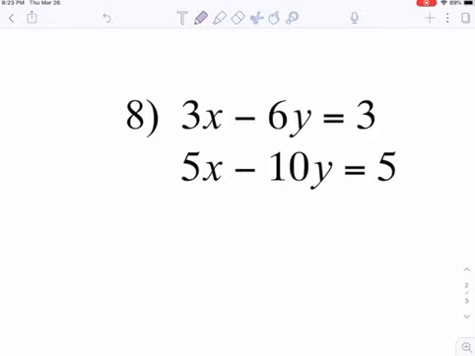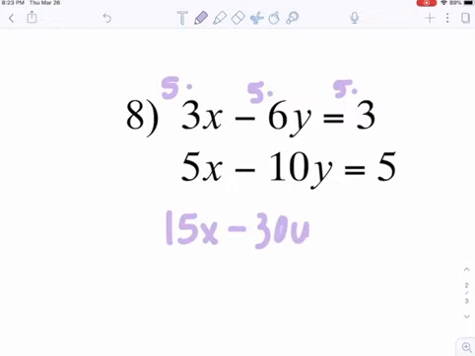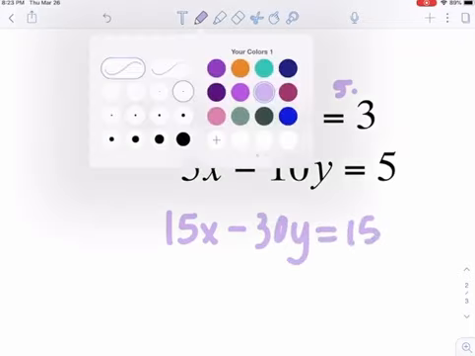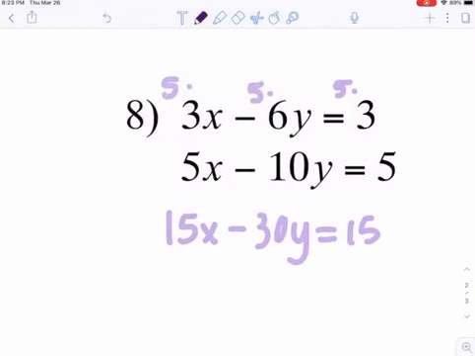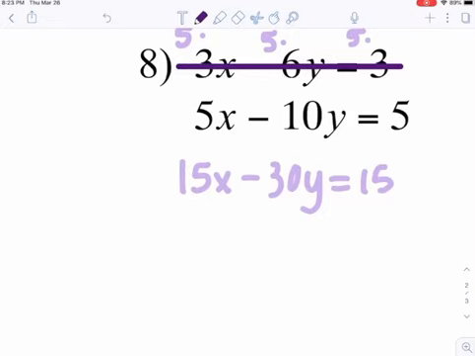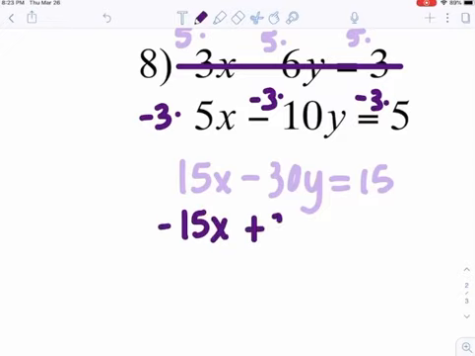Again, I'm just going to use the x's, so I know that 3 and 5 can match at 15. So I'm going to multiply this one by 5. So that's going to become 15x minus 30y equals 15. Now if I multiply this next one, I need it to be opposite signs. So I don't want this to become 15, I want this to become -15. So that means I'm going to multiply by -3. So that becomes -15x plus 30y equals -15.